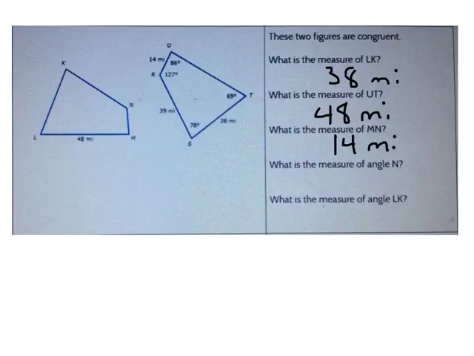What is the measure of angle N? Angle N corresponds to angle R. It's worth 127 degrees. What is the measure of angle K? Angle K corresponds to angle S. The measure is 78 degrees.